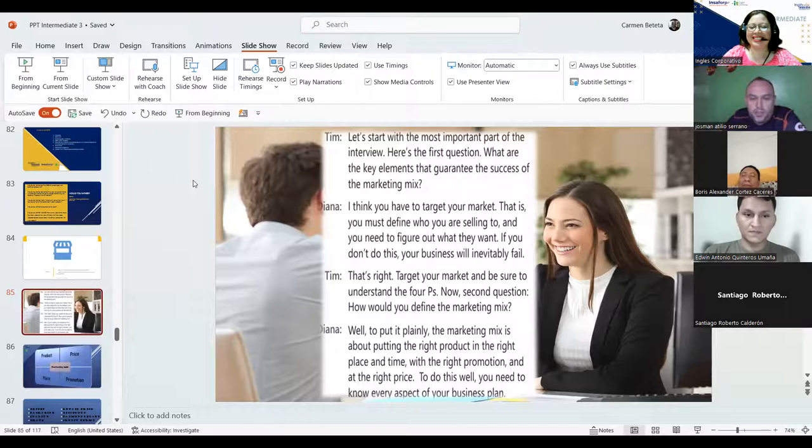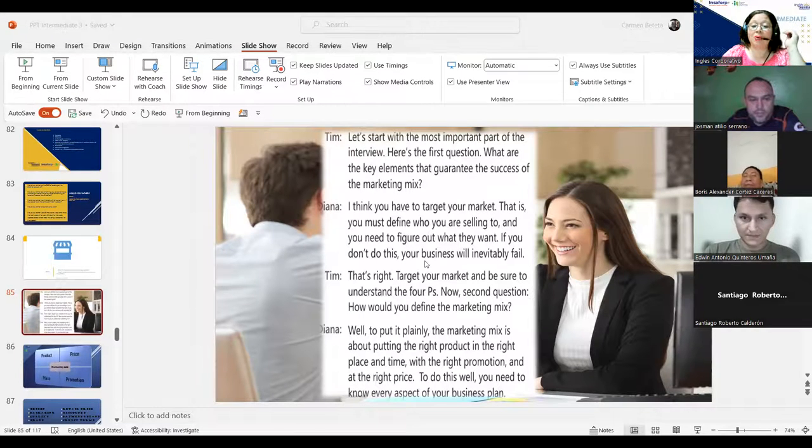Now, second question, how will you define the marketing mix? Well, to put it plainly, the marketing mix is about putting the right product in the right place and time with the right promotion and the right price. To do this well, you need to know every aspect of your business plan. Okay, thank you very much.